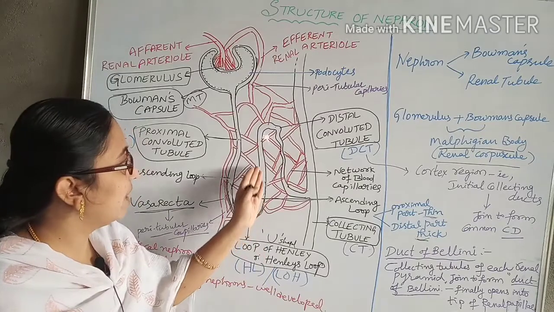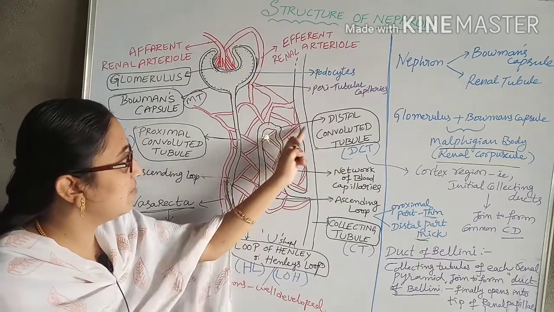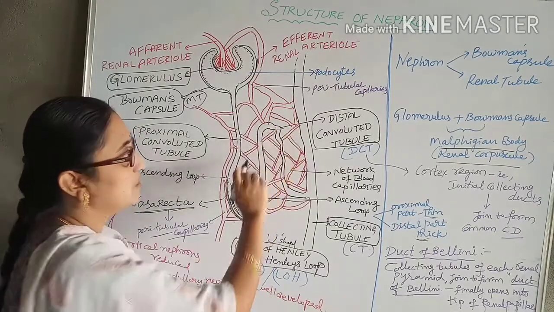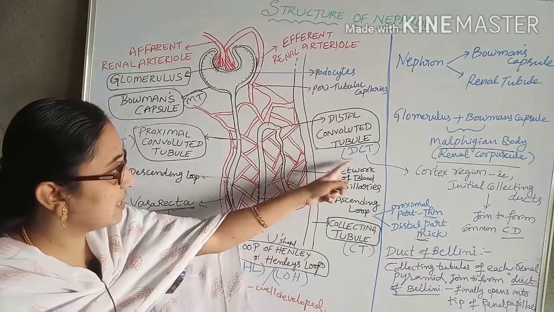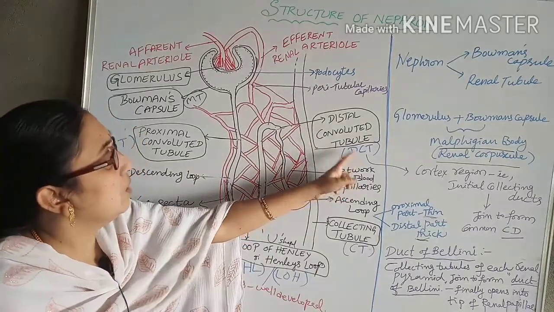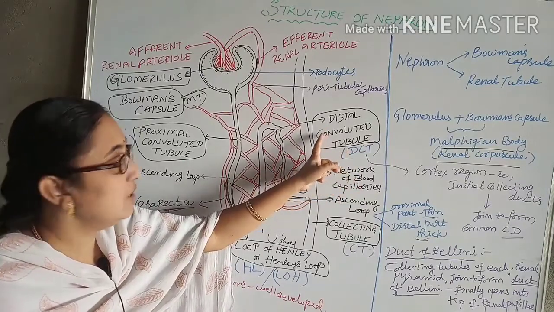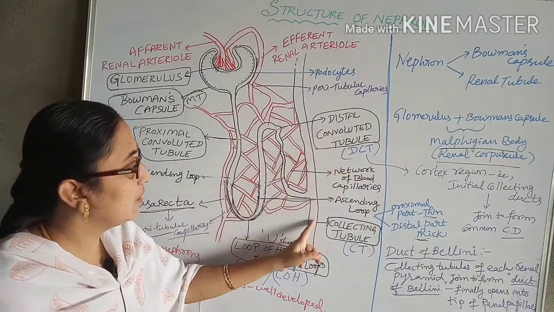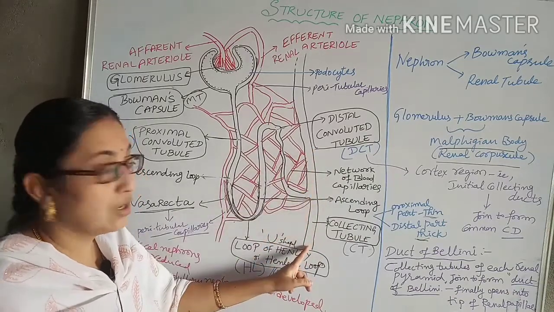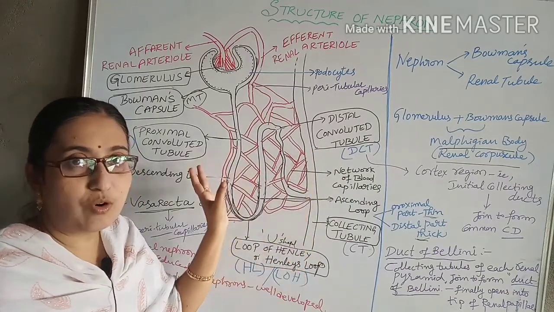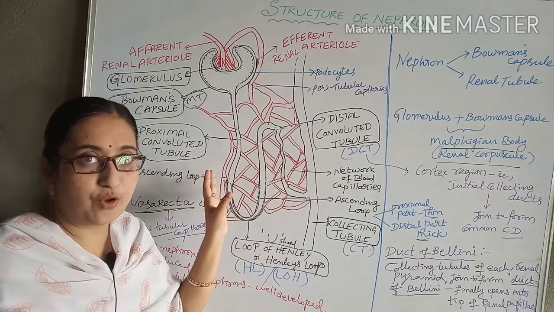So from here the urine will enter into the distal convoluted tubule, which is called DCT. Okay, from the distal convoluted tubule it will enter into the collecting tubule, which is a common tube. Okay, so this is about the structure of the nephron.